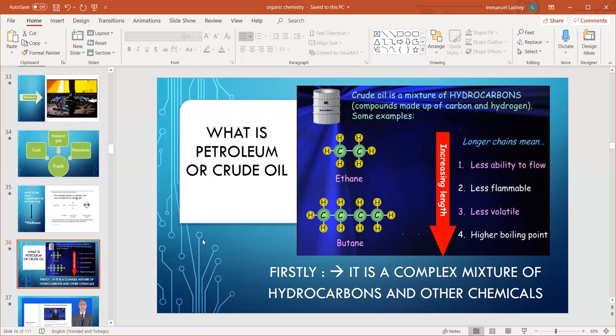It means that the less volatile it is, and the more energy is required to convert it from a solid to a liquid to a gas. So the longer the hydrocarbon is, the more energy is required to convert it from a solid to a liquid to a gas.